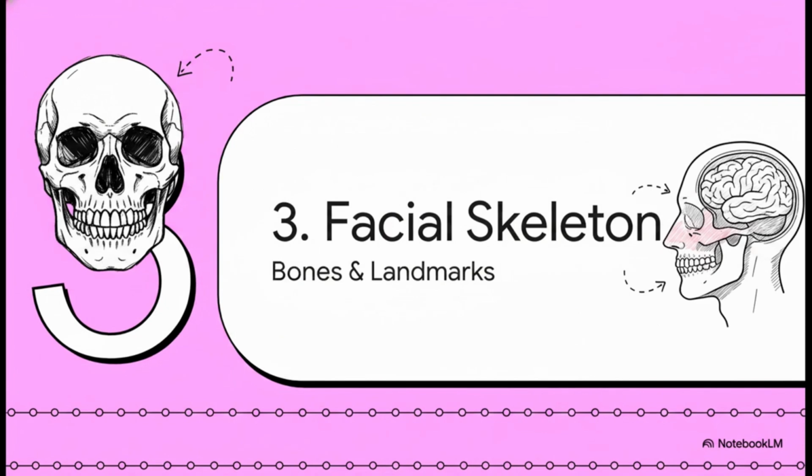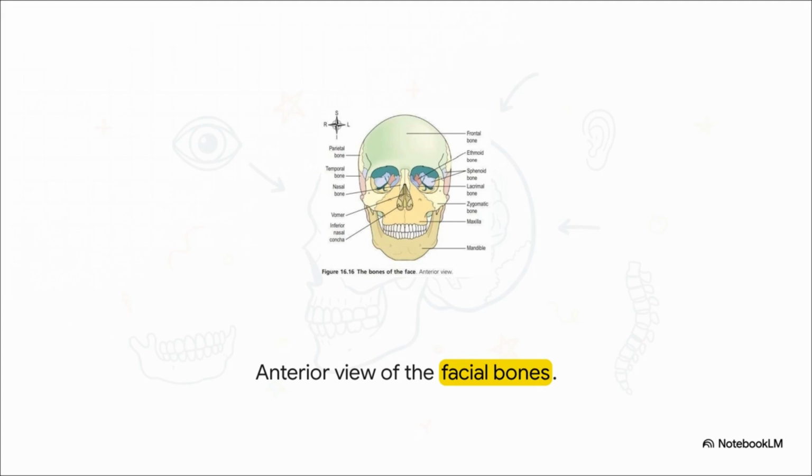Section 3, facial skeleton and landmarks. Okay, so the facial skeleton is made up of 13 distinct bones, plus that frontal bone we already looked at. Let's do a really rapid-fire tour of the anterior landmarks. You've got your 2 prominent zygomatic bones.